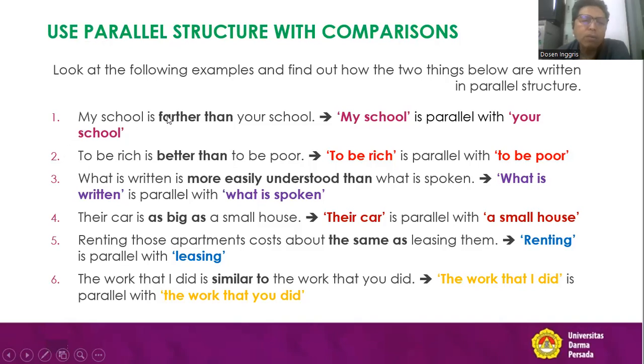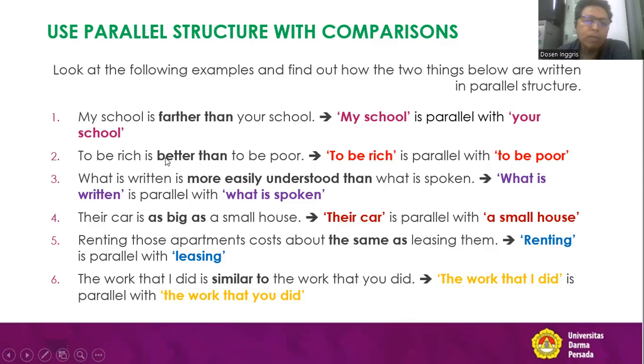Number one, my school is farther than your school. So everybody can see exactly that this is a comparative sentence. How do we know? Because we have than. And are we talking about two things? Yes, we have my school and we have your school. Here, everybody can see my school is parallel with your school. What does it mean by parallel? That means they are in the same form. My school is a noun, your school is a noun.